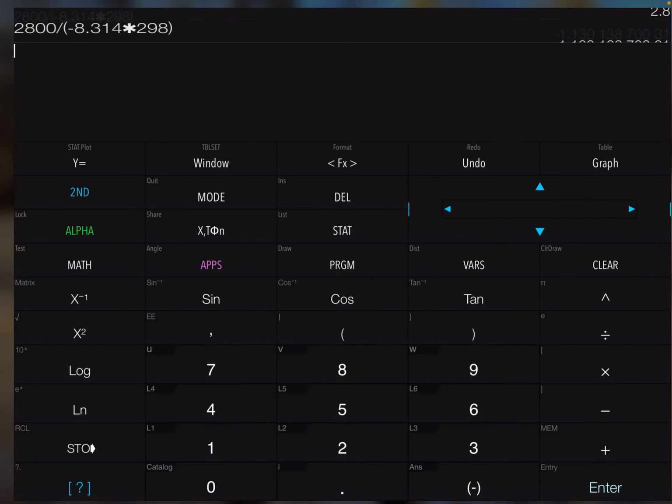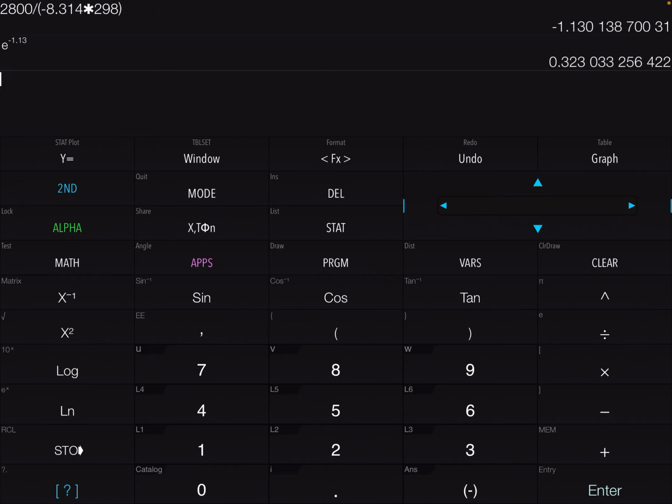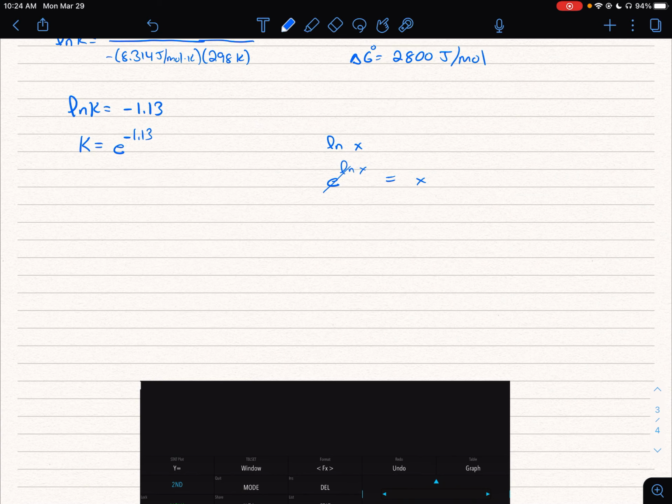So we'll see what that looks like. So we'll go to our calculator and hit the second, and then e to the x. We see now we have e raised to the negative 1.13 equals, and so K now is equal to 0.323. So we can come back and plug it in and say K is equal to 0.323. And there's our final answer.